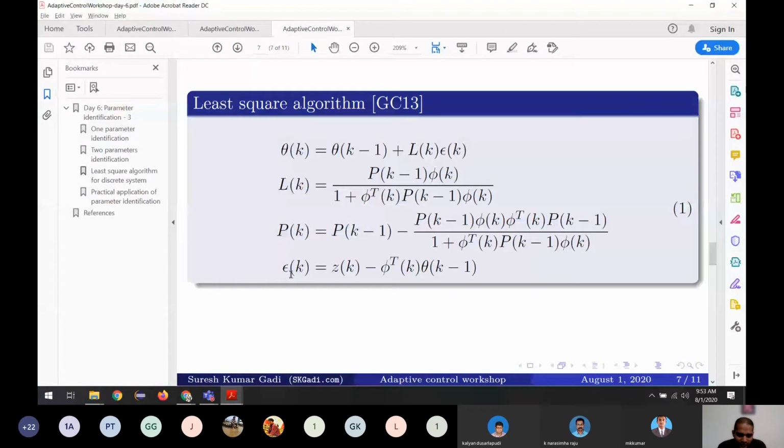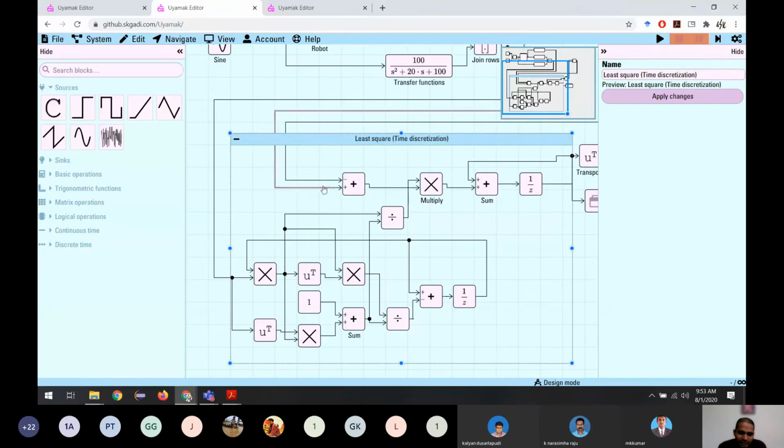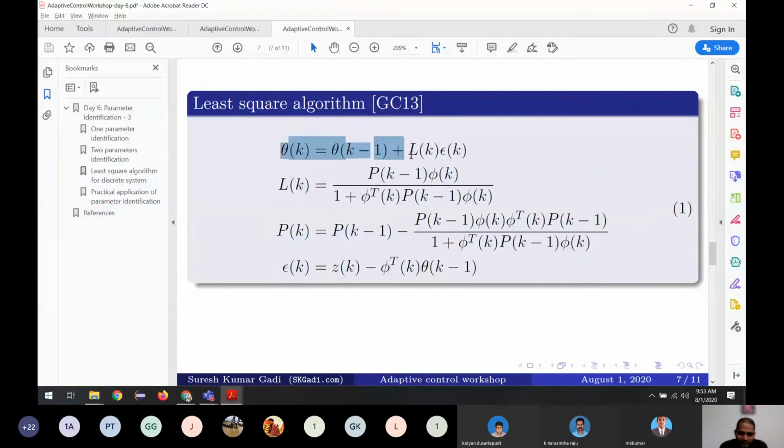For this, let's go with the simple one. First, calculating epsilon. Epsilon is z minus z cap. So we already have these two values. So z minus z cap gives us the epsilon. So we have epsilon here. So let us finish this and then we go step by step to the other one. Or we can go to the P first, because P is not depending on any other thing. So let us go to the P.